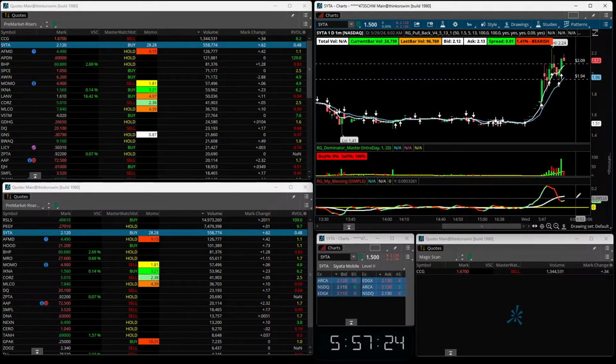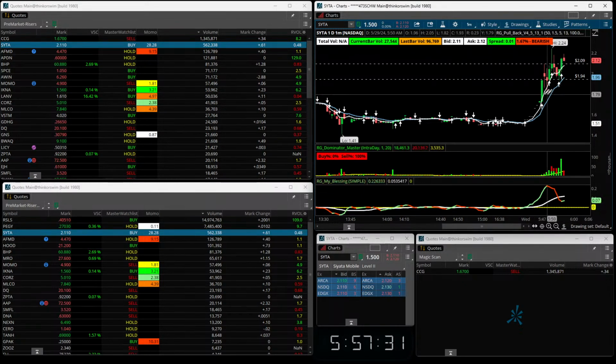Down here's the My Blessing indicator. This is a MACD based indicator I created. This is the trend of the stock. This yellow line is the center point between the high and the low of the price. And this green and red line is the buyers and the sellers.